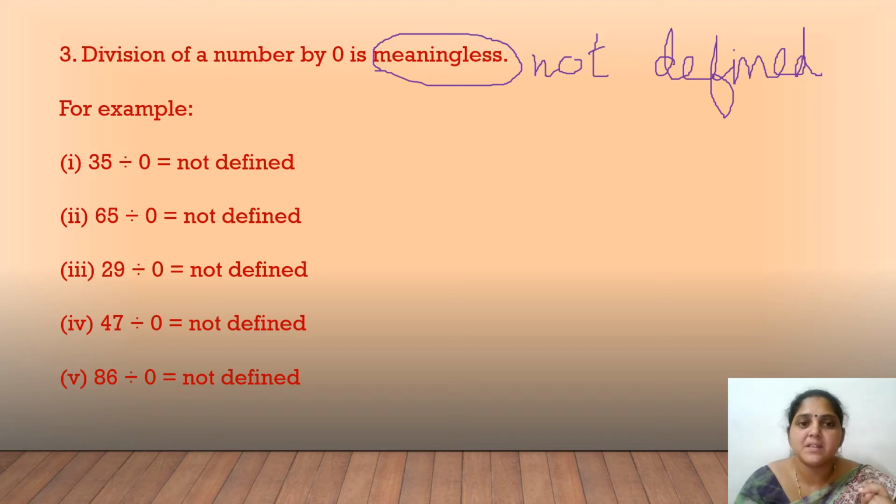35 divided by 0, not defined. 65 divided by 0, not defined. 29 divided by 0, not defined. 47 by 0, not defined. 86 divided by 0, not defined. So any number divided by 0, we don't have any value because it is not at all defined.